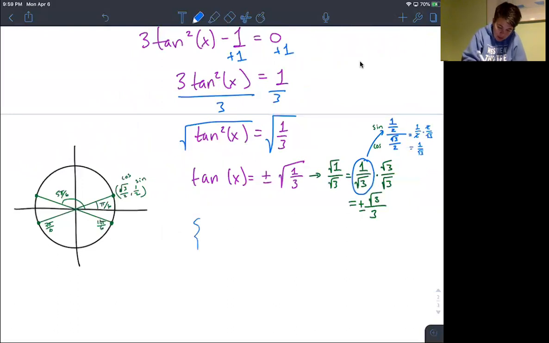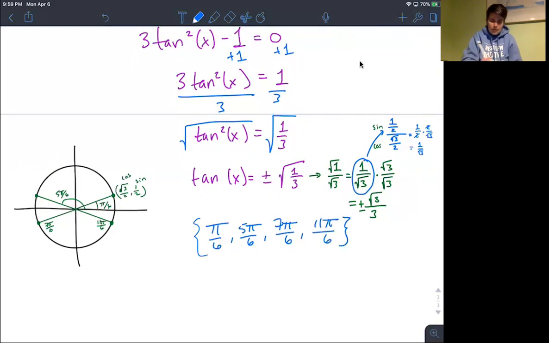So let us write our answers down yonder. So this is going to be pi over 6. Let me write that pi like a real pi. Pi over 6, 5 pi over 6, 7 pi over 6, and 11 pi over 6. Shazam-a-rama. That looks great. That looks super awesome.